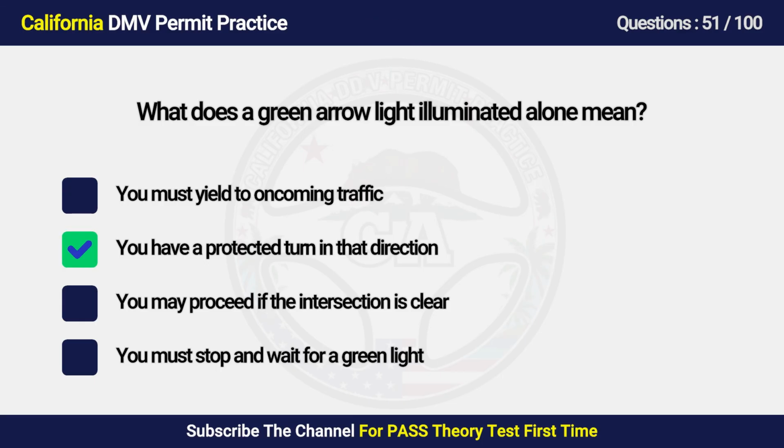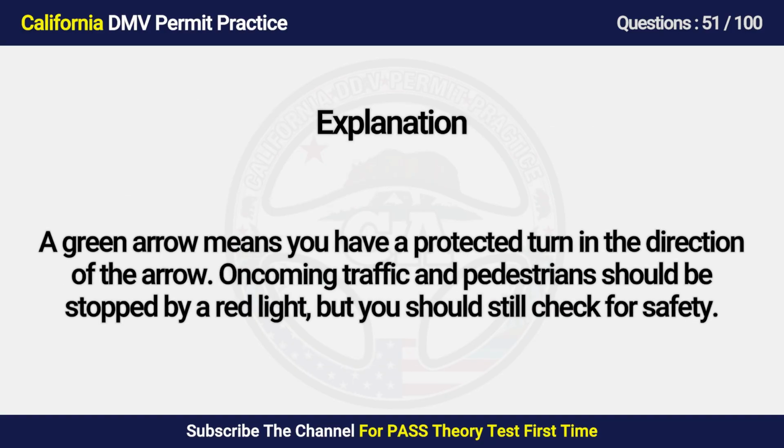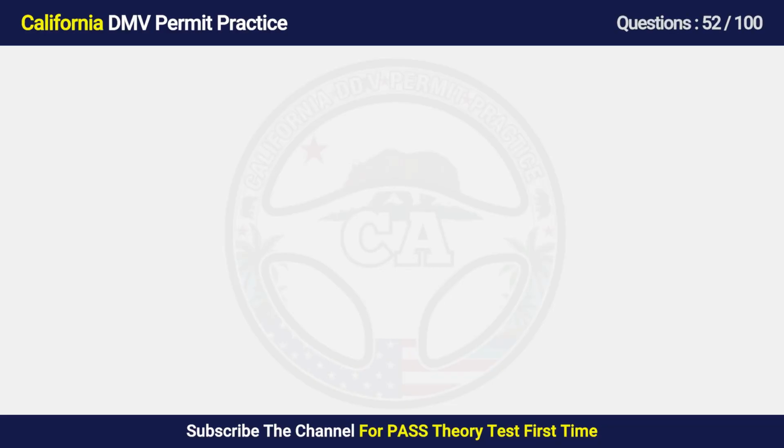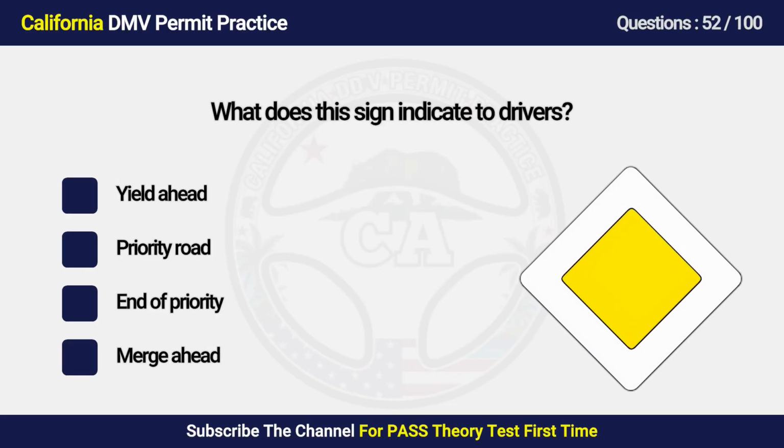Answer is B. You have a protected turn in that direction. A green arrow means you have a protected turn in the direction of the arrow. Oncoming traffic and pedestrians should be stopped by a red light, but you should still check for safety. Question 52. What does this sign indicate to drivers?